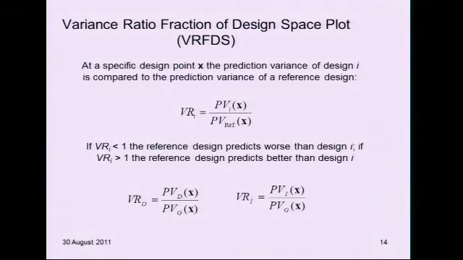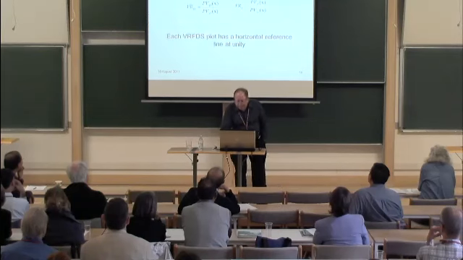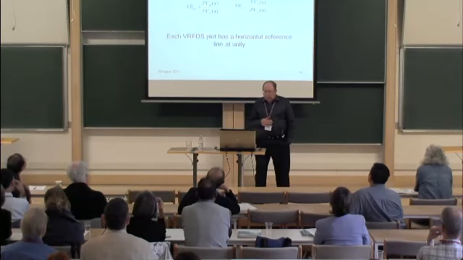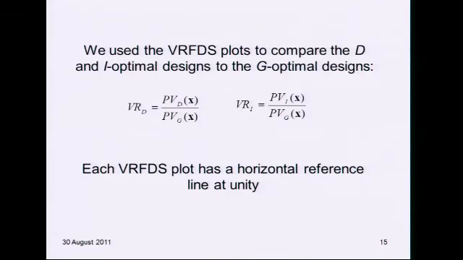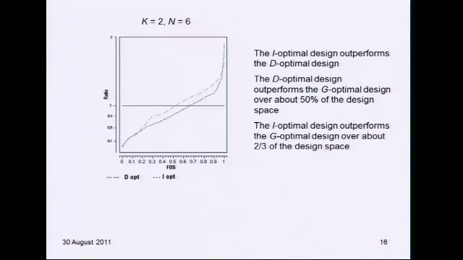The way this works is if the variance ratio is less than 1, the reference design predicts worse than design I. And if the variance ratio is greater than 1, then the opposite is true. The reference design is better. Okay. So we're going to compare D to G and I to G, and there's a horizontal reference line at unity.